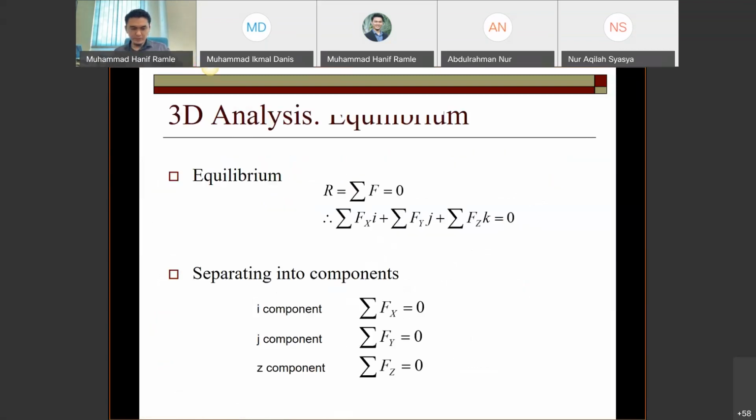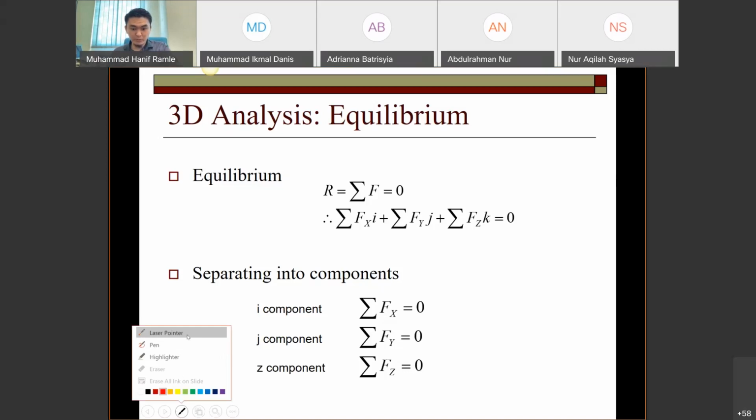Okay, let's proceed to the next one, which is the equilibrium system. It is similar to the analysis of 3D last week. So basically, you have to apply the first step. You have to use this equilibrium equation where the resultant or the total forces must be equal to 0. If the problem is in an equilibrium system, you have to use this formula.